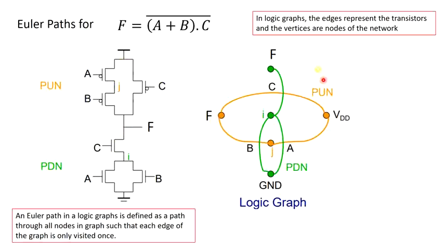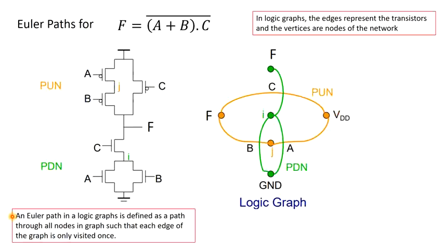For the pull down network, on the top side is F connected with C, then A and B, then A and B are connected, and the other terminal is grounded. Okay. The pull up network has to be drawn something like that. This side VDD and this side is the output F. So this is A, B, and the other side is C, in this fashion.